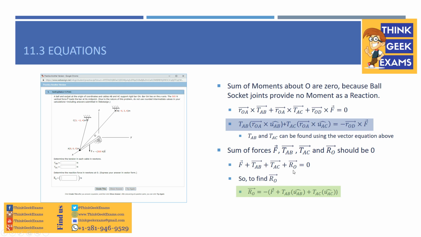So from that, we can basically calculate RO. RO is basically the negative of the sum of the rest of the 3 forces. And the thing about it is TAB times UAB is going to give us the vector of TAB, and same thing with TAC times the unit vector UAC is going to give us the vector of TAC. So if we know TAB and TAC and F and the unit vectors, we can find RO. So that basically is the way we're going to solve this problem.